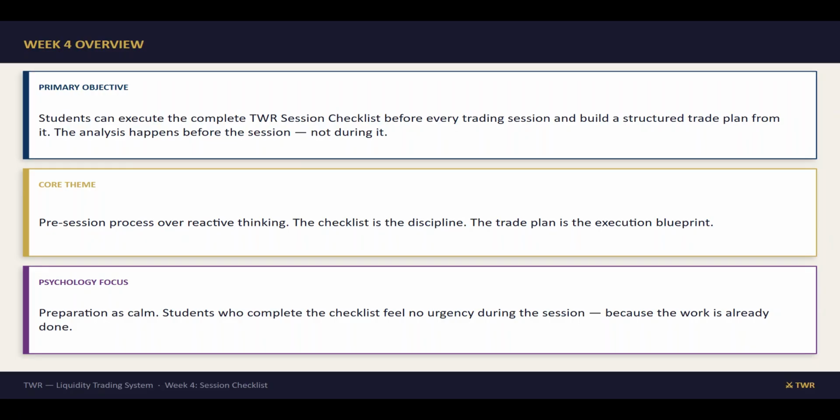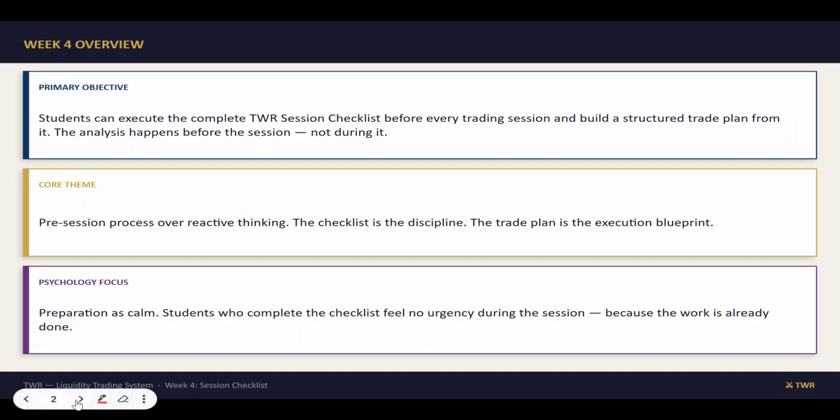The psychological focus for this session is preparation. Preparation is calm. Students who complete the checklist feel no urgency during the session because the work is already done. So whatever strategy you're using, ensure that you have a checklist of things you want to see before executing, before even entering the session.